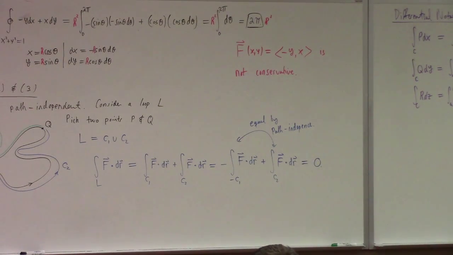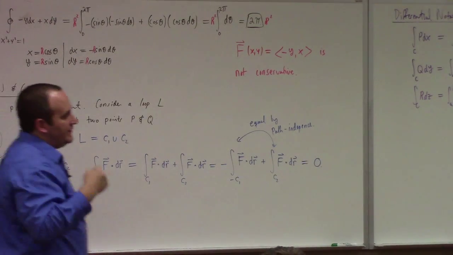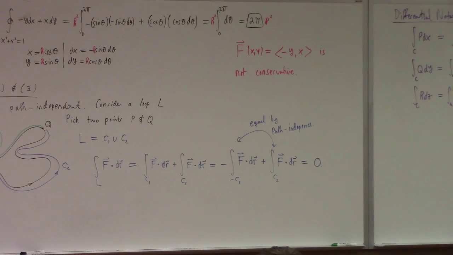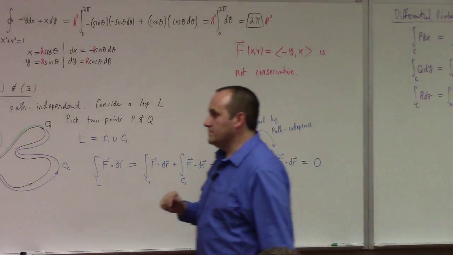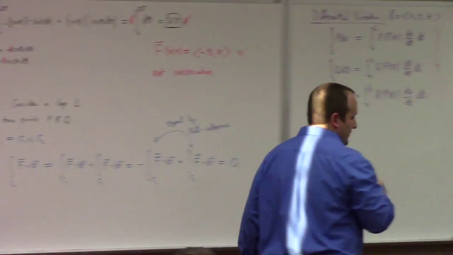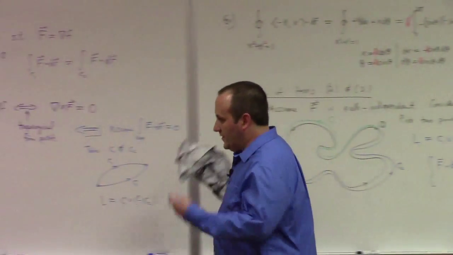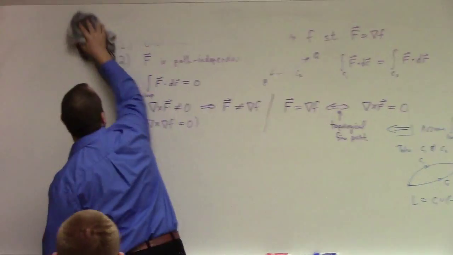All right, so let's connect with yesterday. How can we rewrite this line integral in terms of the scalar integral? What would you do? What's the difference between what we're doing and what we did yesterday? We're integrating a vector field.